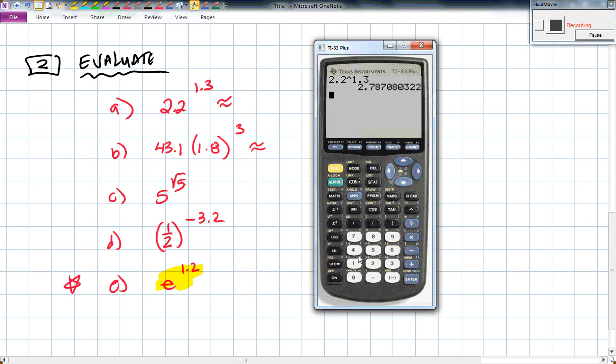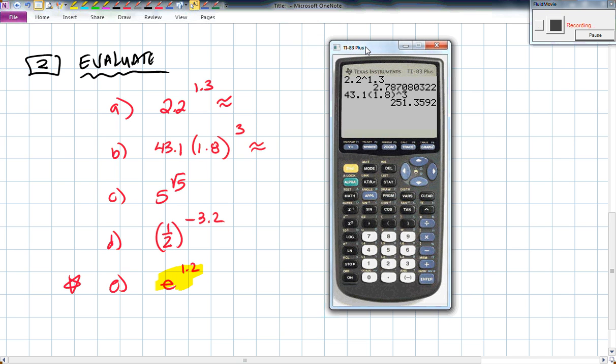So let's do 43.1 times 1.8, and then to the third power. And I got 251.36 when I rounded to two decimal places. So you guys do part C and D, and then if you can figure out part E on your own, go to the 1.2.